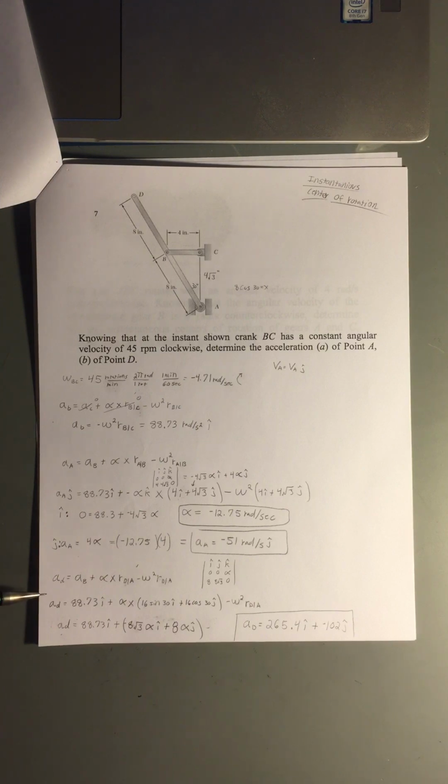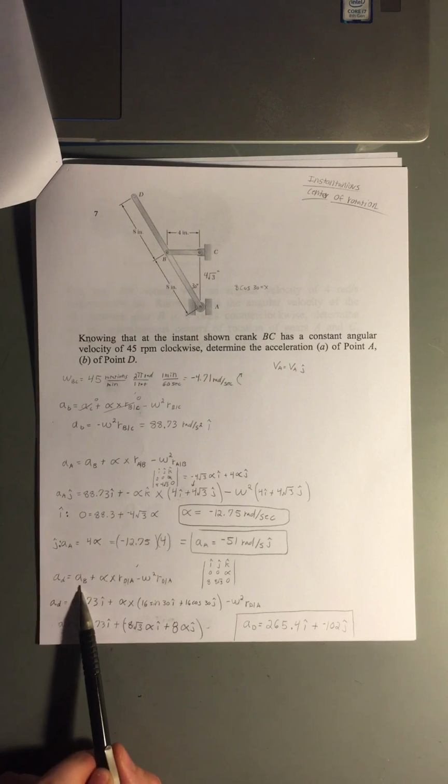And then we need to repeat a similar process for the acceleration of point D. The difference here is point D is not trapped in this track, so it will have acceleration in both the i and j directions. And so taking this equation here, we plug in what we know.